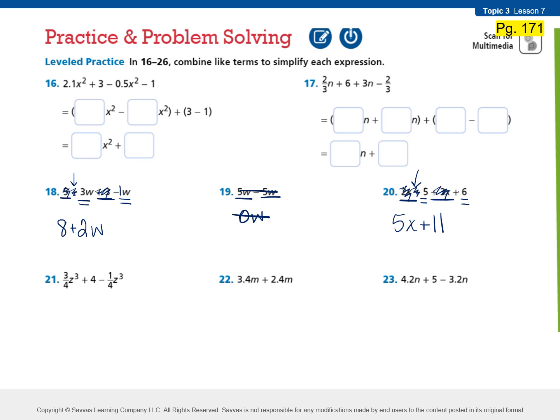Number 21. You have 3/4 z cubed. You have another 1/4 z cubed. Those are like terms because they both are z cubed, and then you have the little plus 4 left over. So 3/4 minus 1/4 would make 2/4 z cubed. Get rid of those. And then just plus 4.